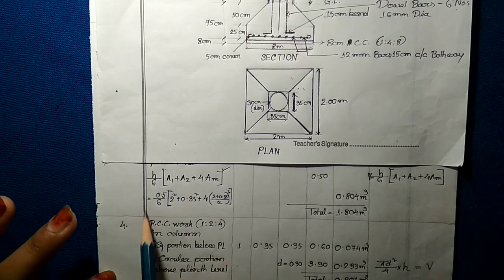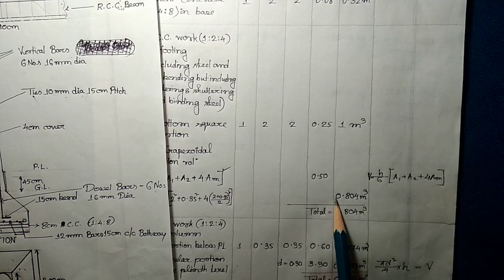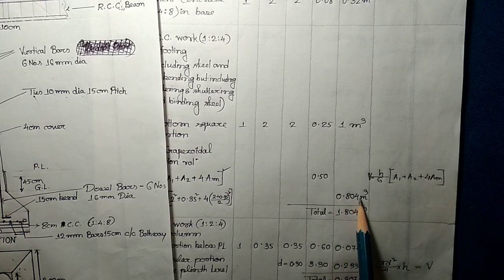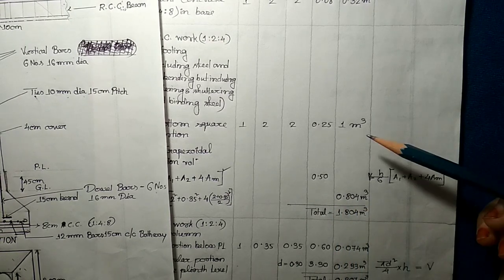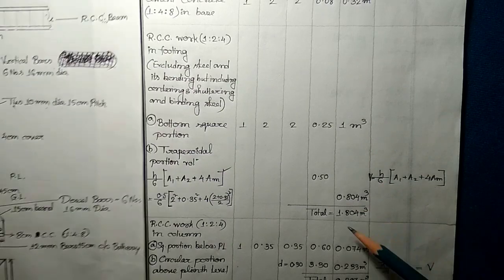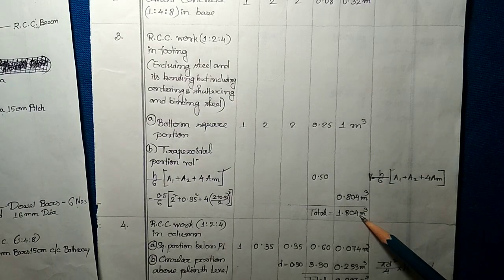By doing so we will have the volume as 0.804 meter cube. Adding this 2, the total is 1.804 meter cube, which is the quantity for RCC work in footing.